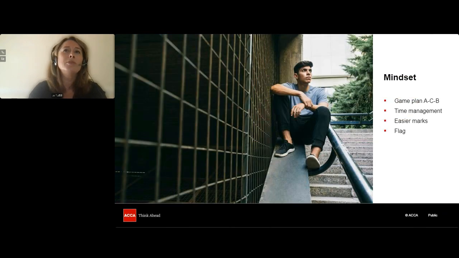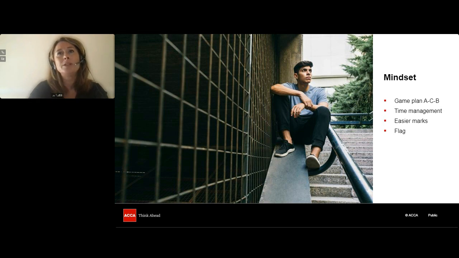First of all, you have to have the right mindset. That means having a game plan when you go into the exam. Are you going to go through the exam in the normal order, A, B, C, or are you going to think about changing it up? Because it's really important to get a good Section C done, and so I like you to put that in the middle of your exam.